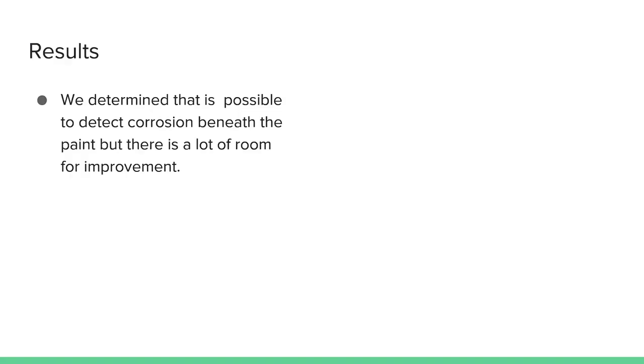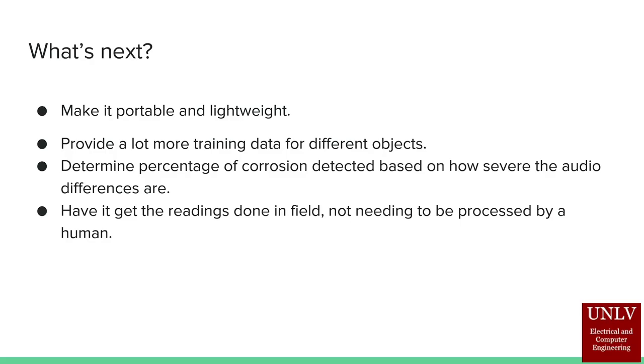With this we determined that it is possible to detect the corrosion beneath the paint, but there is a lot of room for improvement since we did not have enough time to do everything that we wanted. So what's next? Make it more lightweight, analyze the data on field without needing it to be processed, and provide more training in general so it could differentiate between more shapes and levels of corrosion.